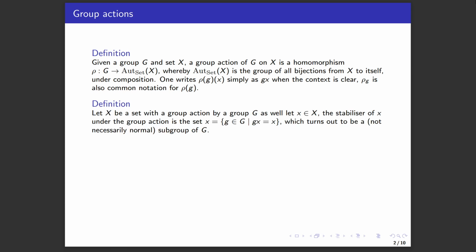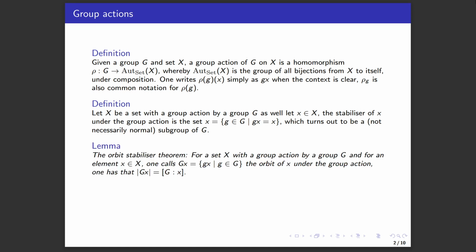But for now, some things we'll be using are orbits and stabilizers. When we have a group action of G on some set X, the stabilizer of an element x is the set of all elements g in G such that gx is x. I'll remind you, gx was just, we take a group action, say rho, we take rho of g, which is a bijection X to X, and so gx equals x is just notation for rho of g of x equals x. Basically these are all the elements of G which fix x, and it turns out this is a subgroup.